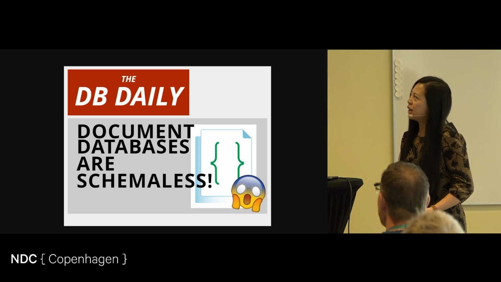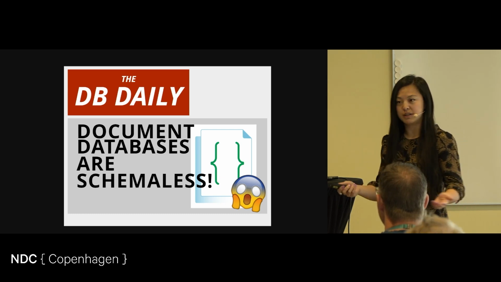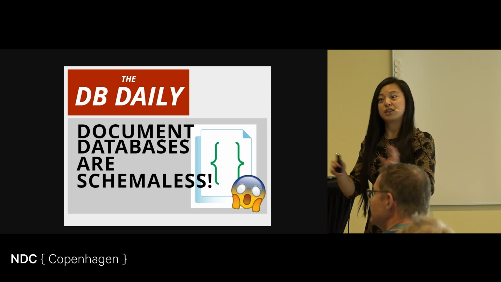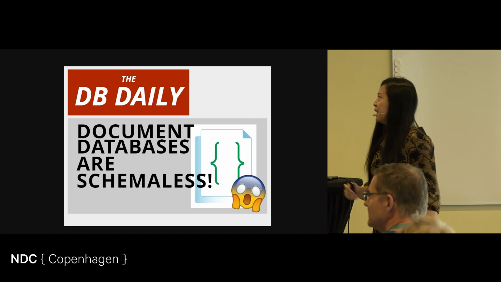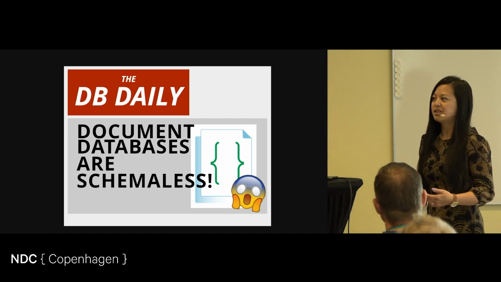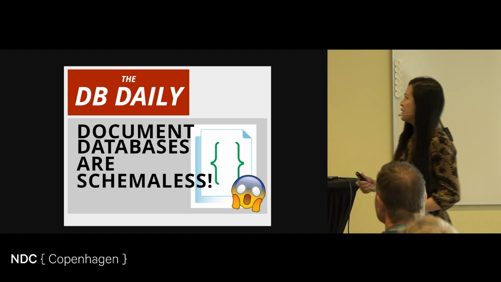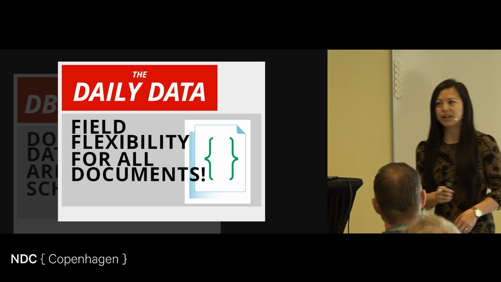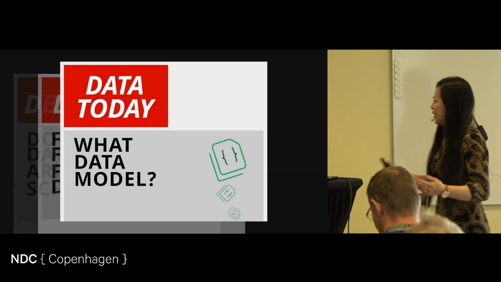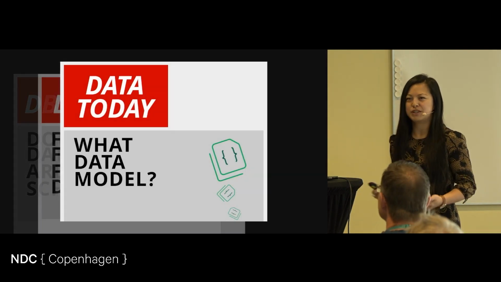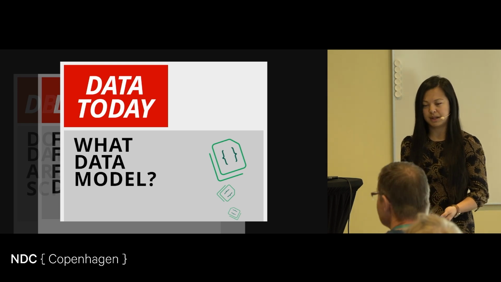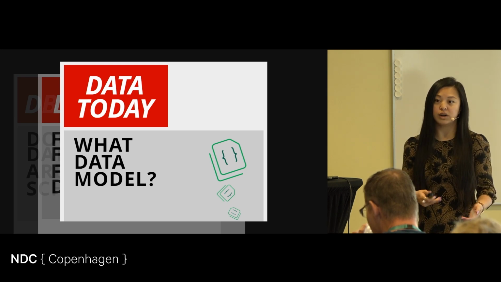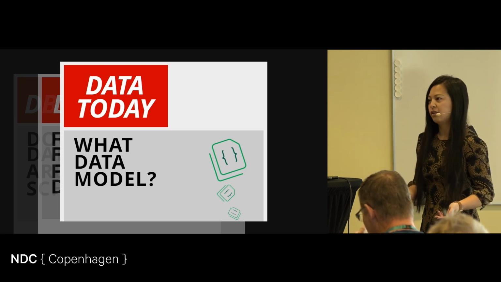But when we work with document databases, like MongoDB or Cosmos DB or DocumentDB, both of which are actually just based on top of MongoDB, we kind of hear these types of tabloid-esque sentiments. So we get things like, oh, there's field flexibility for all documents, and that's amazing. Or what data model, right? The whole point of you wanting to use a document database is that you're not restricted by a very rigid schema. You don't know what that could be at the very beginning.